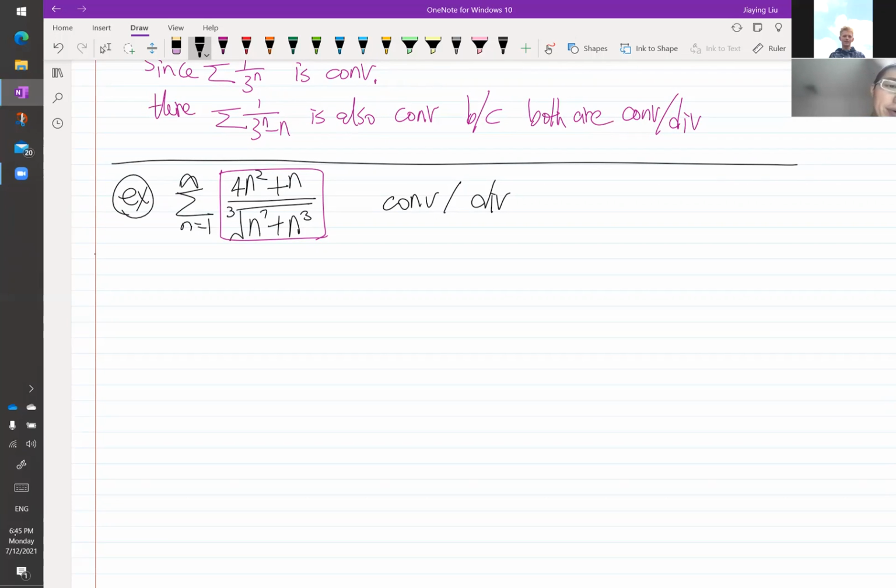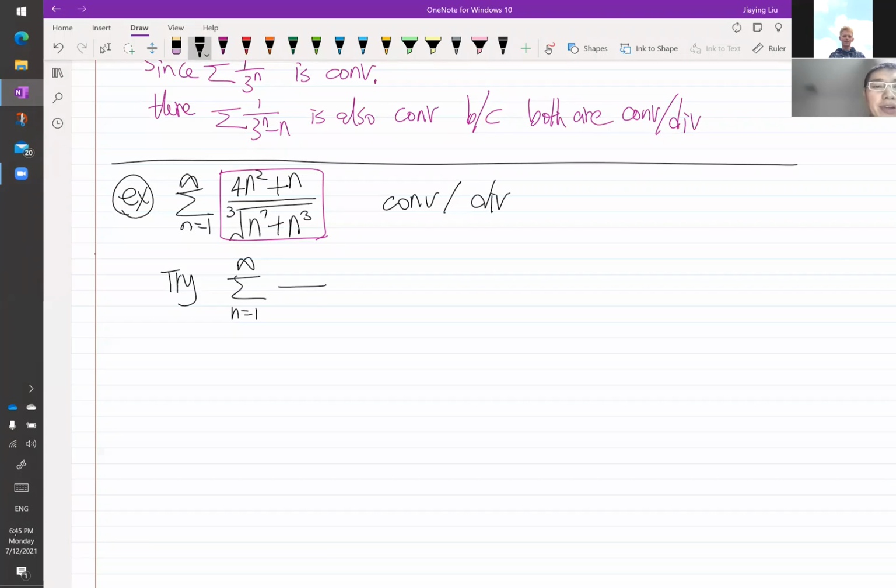So for this example, we're going to try the second series, n from 1 to infinity. And I'm going to pick the leading term of the numerator and the leading term of the denominator of this given AN or BN.